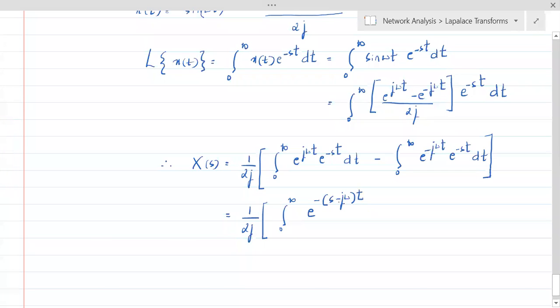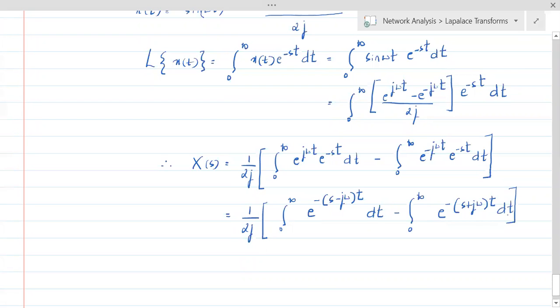Is this okay with you? Because I wanted s minus j omega term there. So how would I write this? This minus would be taken common, so it would be written as e power minus s minus j omega into t dt. So this is how we have arranged it. Then the second one can be taken as e power minus s plus j omega t dt. So this is how the things look like.